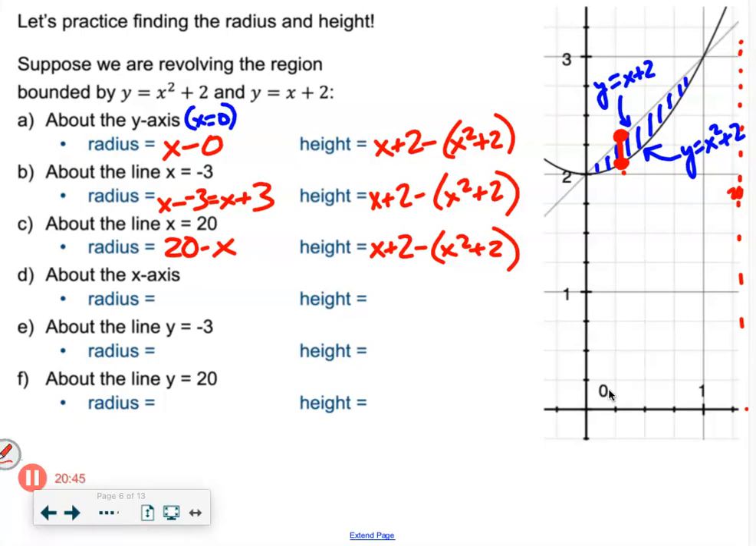Do you have a question? Yeah, when does it change to take the x minus 2, like the other way around? When we have a horizontal axis. Funny you should ask that.